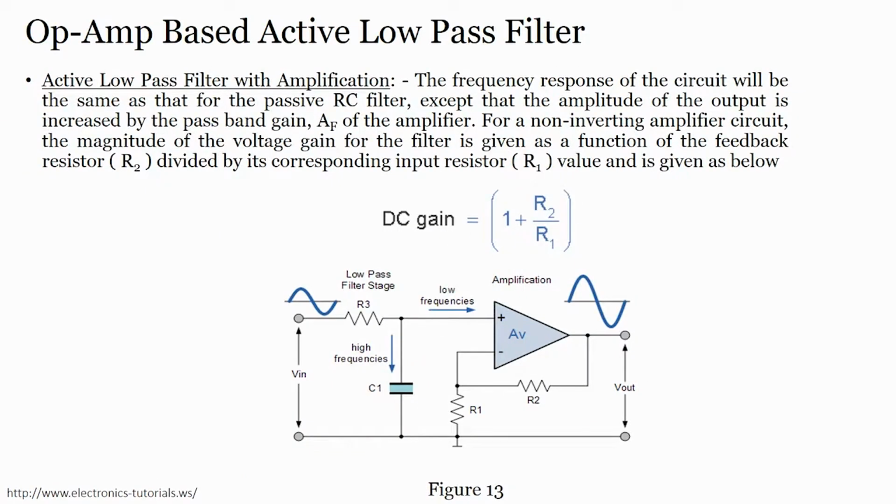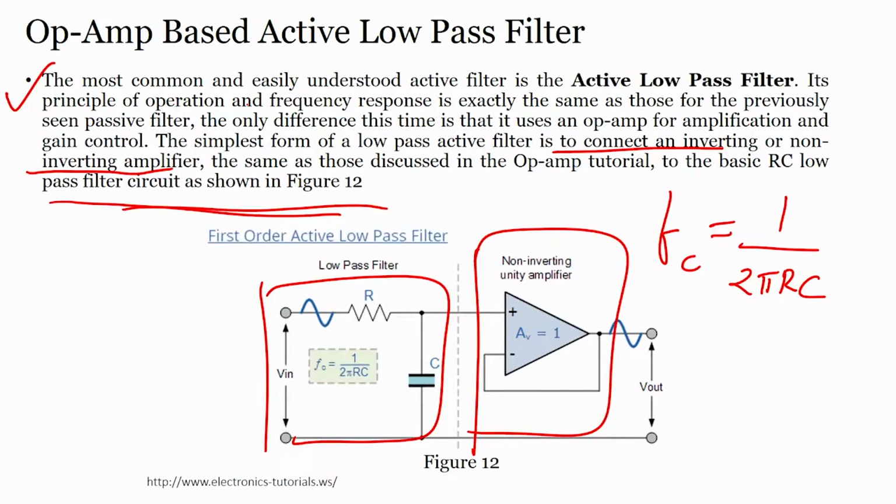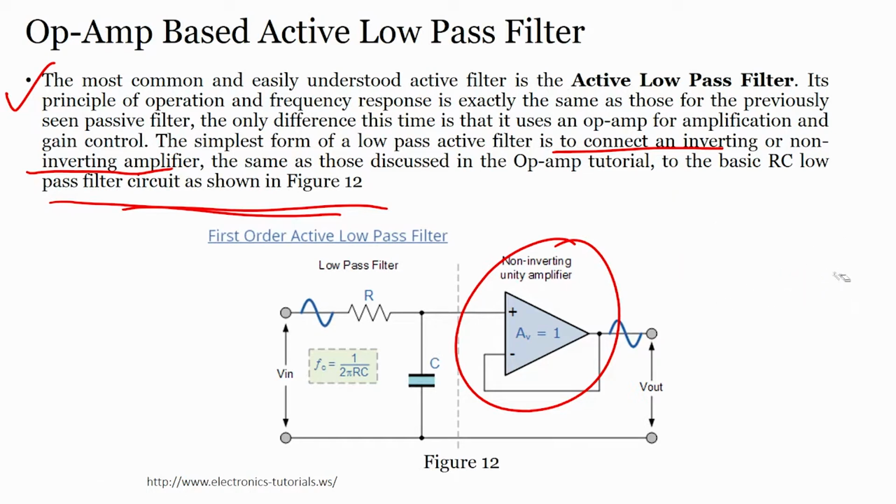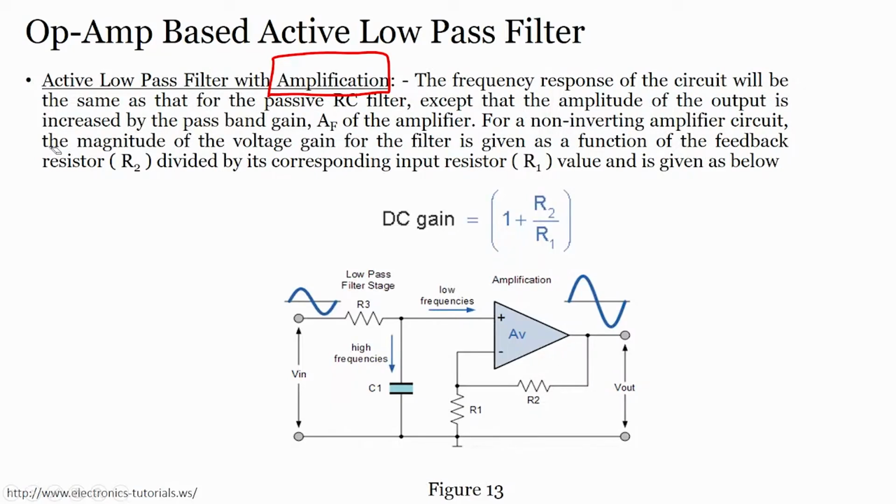Now, if you want to see how this op amp based active low pass filter works, let us understand, alright. With the unity gain amplifier, last time we had no amplification. Can you do any amplification there? You cannot. But if you want amplification, then you have to connect the op amp in the configuration shown here, right. The frequency response of the circuit will be the same as that of the passive RC filter.